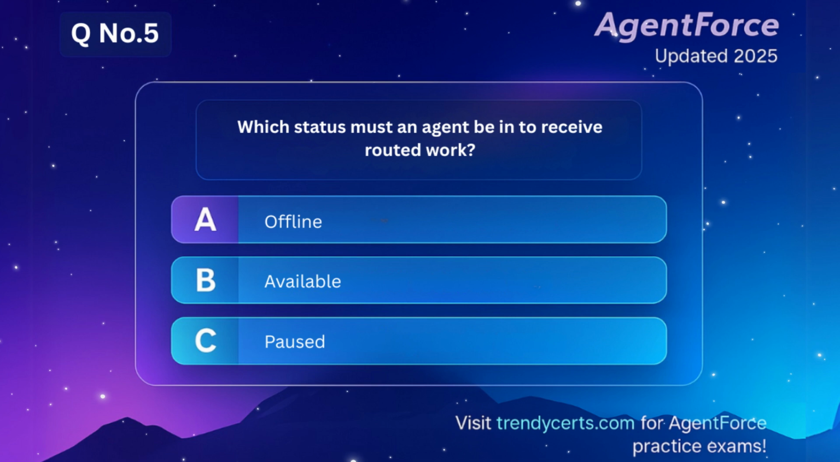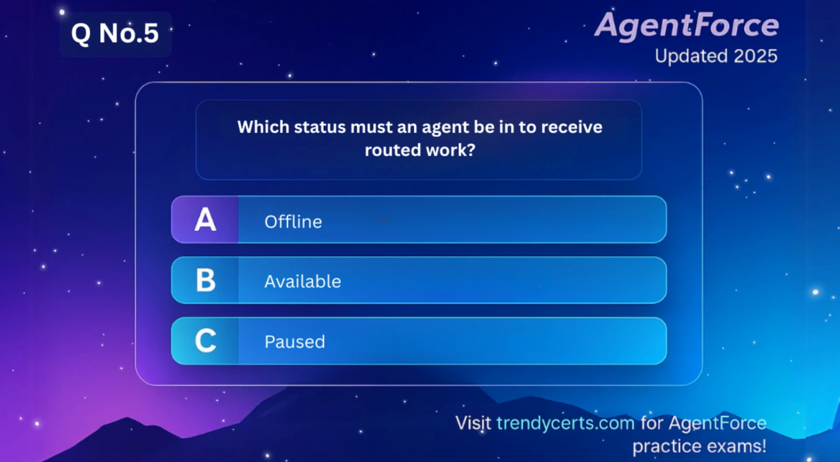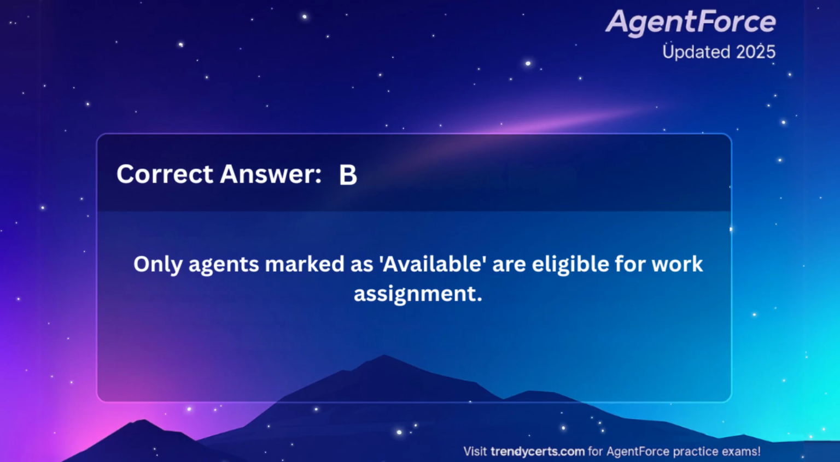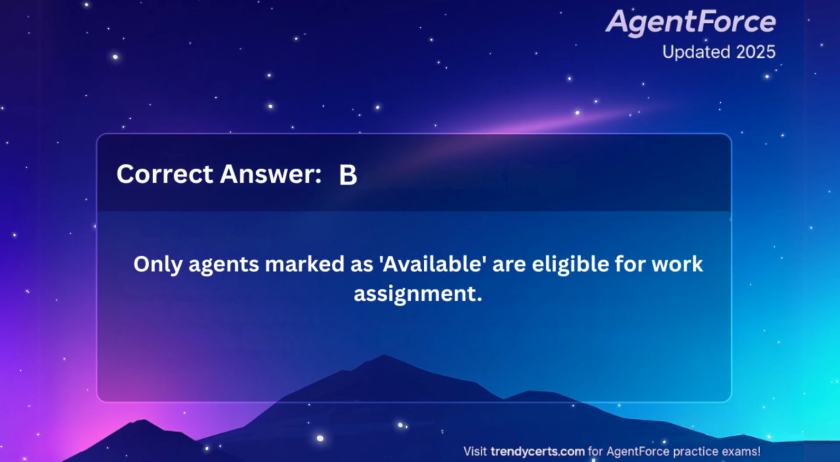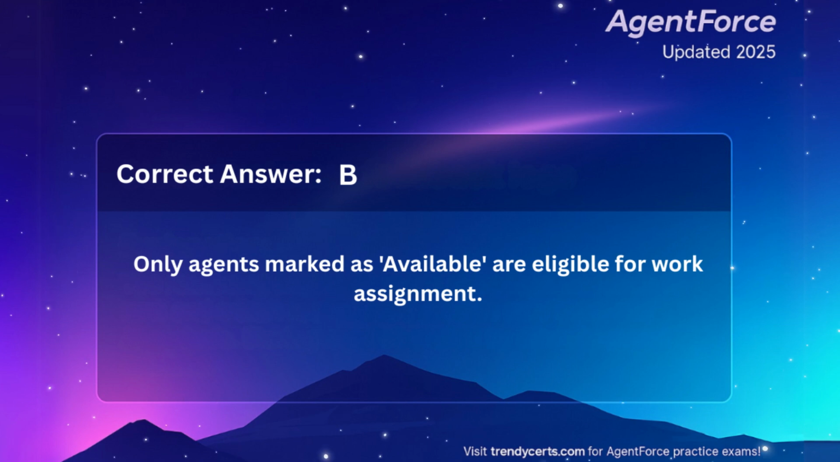Which status must an agent be in to receive routed work? A, offline. B, available. C, paused. Correct answer, B, available. Only agents marked as available are eligible for new tasks.